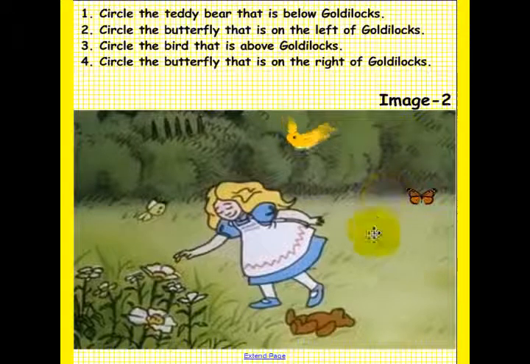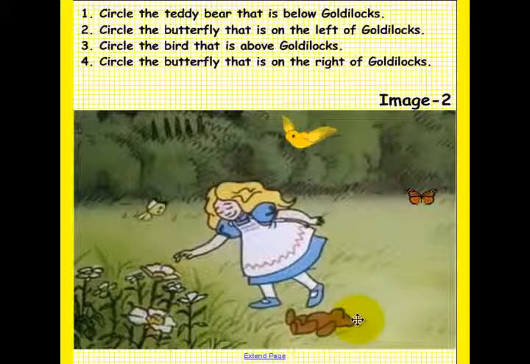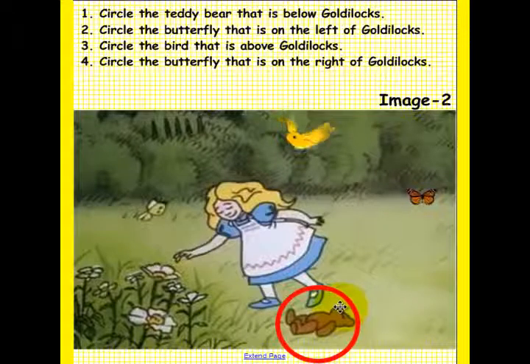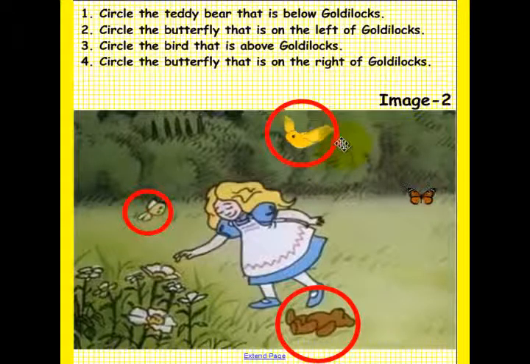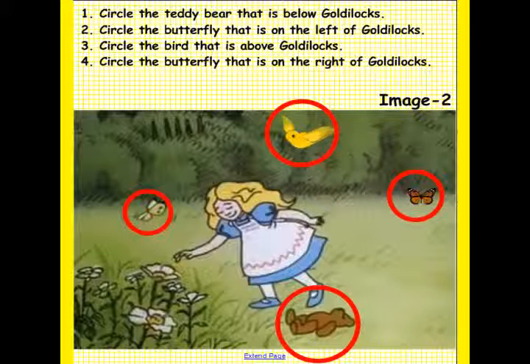Okay, let's find the teddy bear, and here he is. He is below Goldilocks. Very good. Number 2, circle the butterfly to the left. Here is Goldilocks, and here is the butterfly, and he is on the left of Goldilocks. Circle the bird that is above. Here's Goldilocks, and here is the bird, and he is above Goldilocks. And last, the butterfly that is to the right. Here's Goldilocks, and here's the butterfly that is on the right. Hopefully yours matches ours. Outstanding.